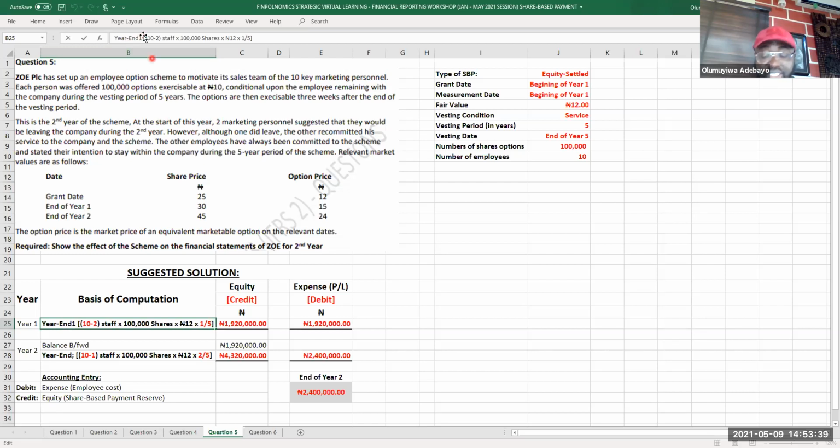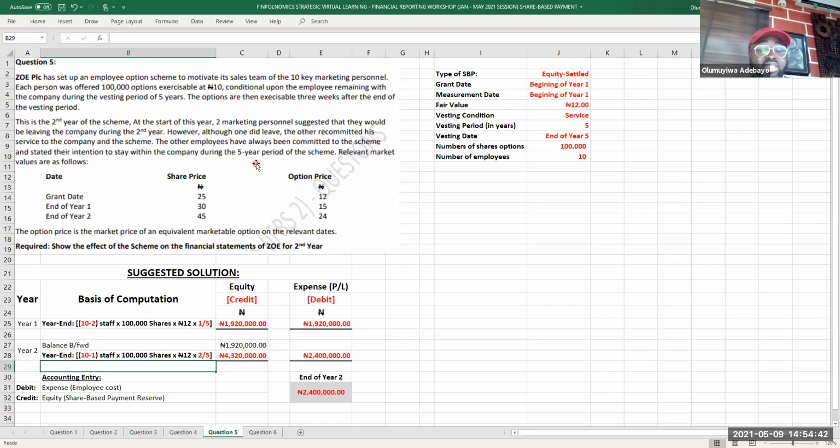Yeah, doing that means that it's key to appreciate that you probably missed that question because you didn't have understanding of it. Because what they said here is this, let me repeat it. This is the 2nd year of the scheme. At the start of this year, which is at the start of the 2nd year, which is equivalent of the position as at the end of year 1, 2 marketing personnel suggested that they will be leaving the company during year 2. However, although 1 did leave, the other committed his service to the company and the scheme. And the other employees have always been committed to the scheme and stated their intention to stay within the company during the 5-year period, which means all information at your reach, except if they are deceiving you, has shown that only that one that left will leave.